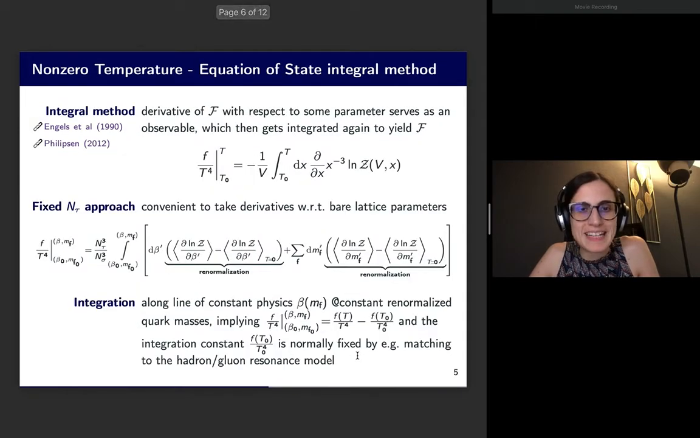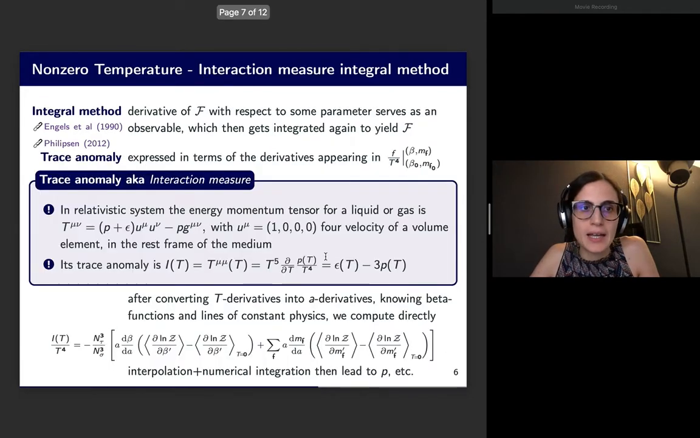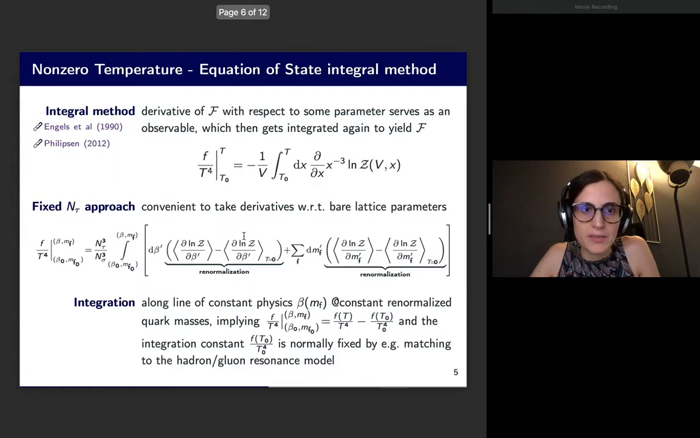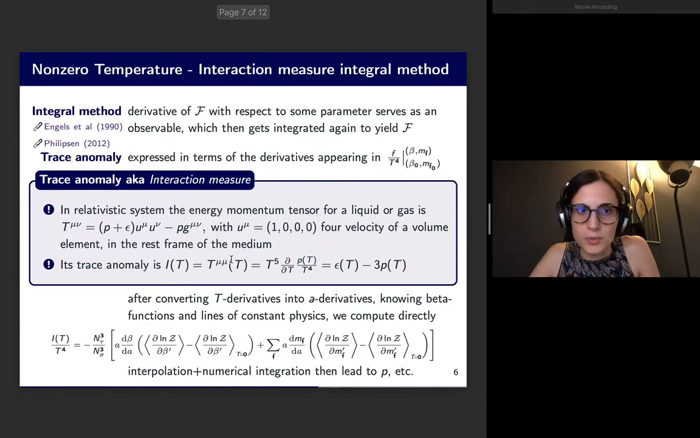Okay, still sounds a little bit complicated, doesn't it? However, one can figure out that exactly this type of derivatives appear in the expression for one quantity, which is called the trace anomaly, or equivalently the interaction measure. This quantity can be expressed exactly in terms of the same derivatives that appear before integration in this integral that you want to measure. Let us remind ourselves what the trace anomaly is.